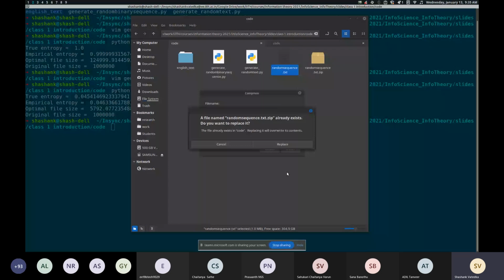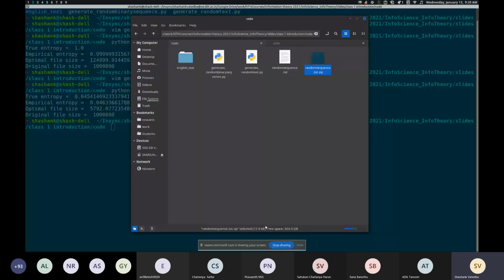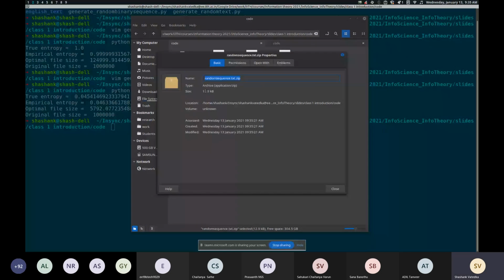Now I see, originally it was roughly around 140 kilobytes. Now the compressed file size is only about 12 kilobytes. So if I have 1000 uniformly random bits, then I can bring it down to just 140 kilobytes. But if it is a biased coin, if the probability of a 1 is reasonably small, then the file size becomes just 12.9 kilobytes. So in some sense, this is more compressible.